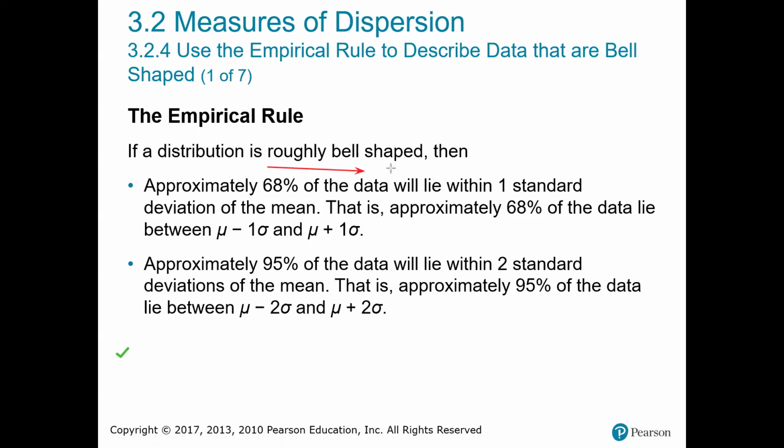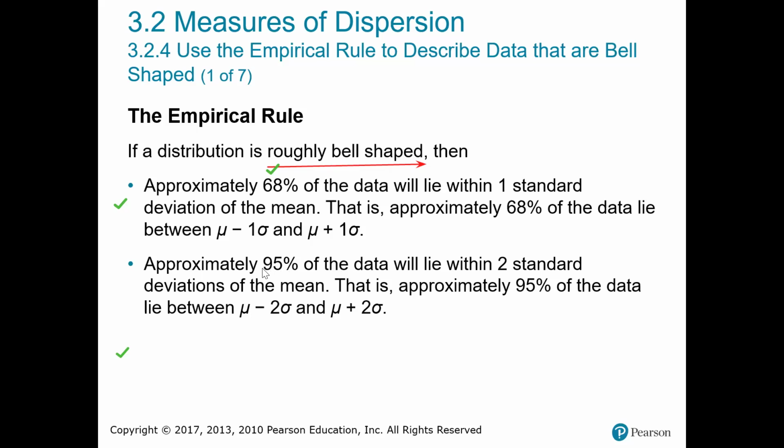It's roughly bell-shaped. Now I'm going to show you the picture also in a couple of minutes, so you can see what the bell shape looks like. But the main ideas that you will need to keep in mind, the first one is approximately 68% of the data will lie within one standard deviation of the mean. That is approximately 68% of the data lie between mu, which means mean, minus one standard deviation, and mu plus one standard deviation, one to the right and one to the left.